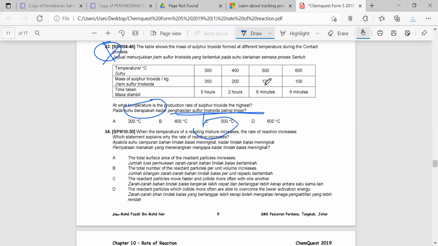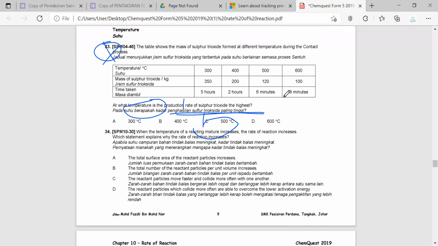If you look at the math that you have here 350, but taking 5 hours doesn't make sense. Okay, so you want the highest rate of reaction. Next one, you look at 200, but you're taking 2 hours. Also doesn't make sense. But you look here, I'm having the shortest. Whenever I talk about rate, I always want the shortest time taken. Okay, so here I've got 120, but only 6 minutes that I need. And if you look at the last one, I have 100 kilograms, but I'm taking 9 minutes. So the best would be at 500 degrees Celsius. So actually you can count, but even if you look at it, you can see the logic here.